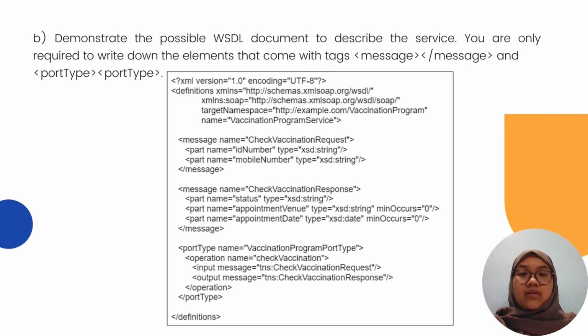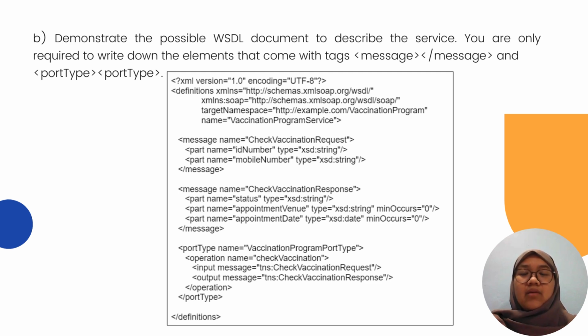Next, demonstrate the possible WSDL document to describe the service. WSDL is the Web Service Description Language, which defines the messages and the port type used in the service, as well as the target namespace and the name of the service. The code includes the target namespace for the service, which is http://example.com/vaccinationprogram, a message element for checkVaccinationRequest, which includes two parts, ID number and mobile number. A message element for checkVaccinationResponse, which includes three parts: status, appointment venue, and appointment date.